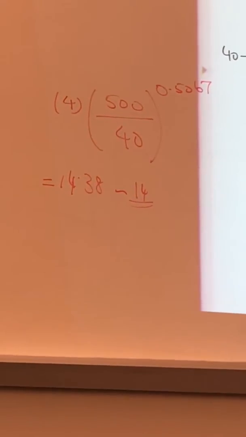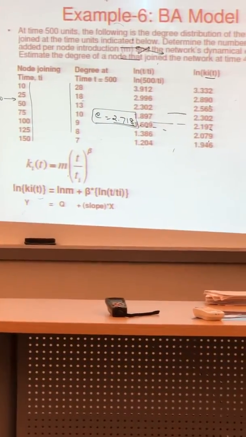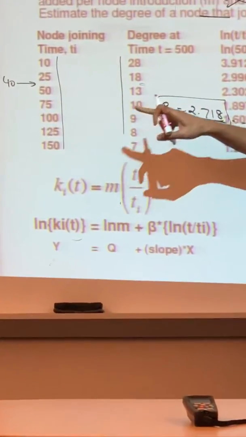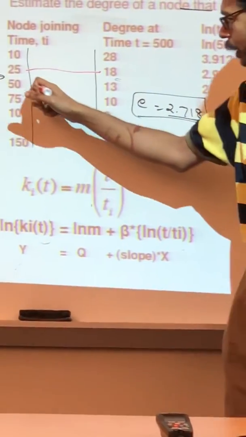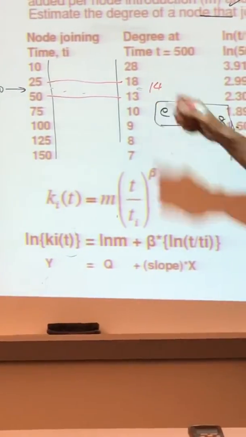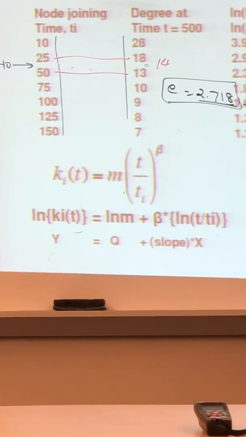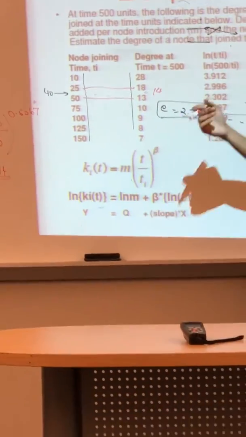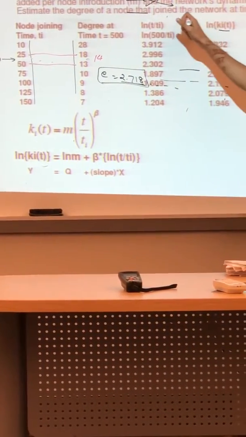Okay. So now you go back to the data and see if it makes sense. The node joined at time 40, which is between 25 and 50. The degree of the node that joined at 25 time units is 18, and the one that joined at 50 has 13. And so our node that joined the network at time 40 has 14, in between. So it makes some sense. If it is well above 18 or well below 13, you have made some mistake in the calculations. So that's the purpose of doing the last thing.